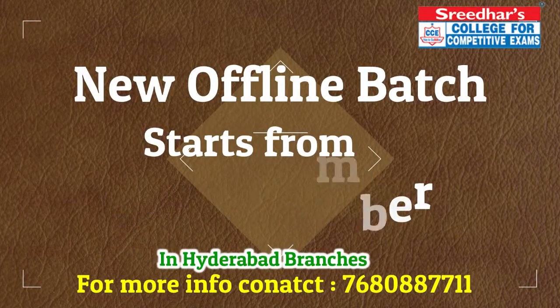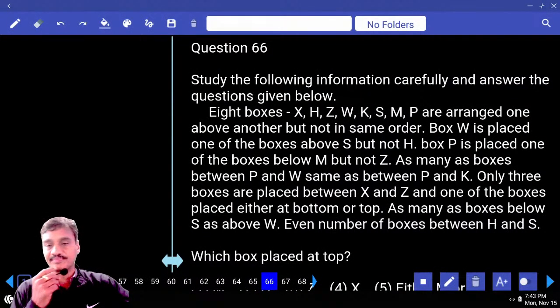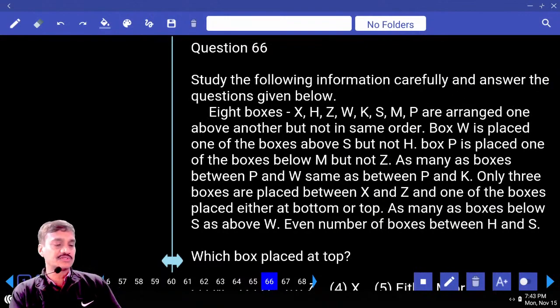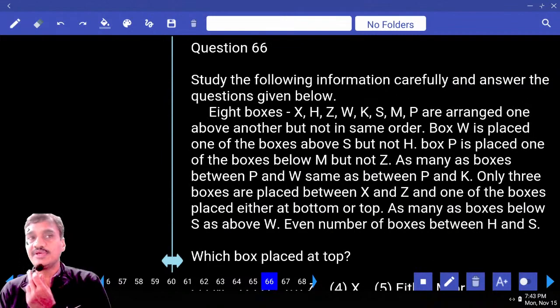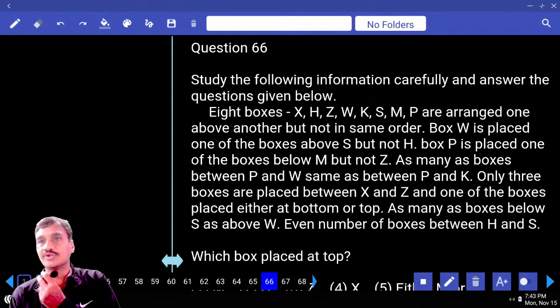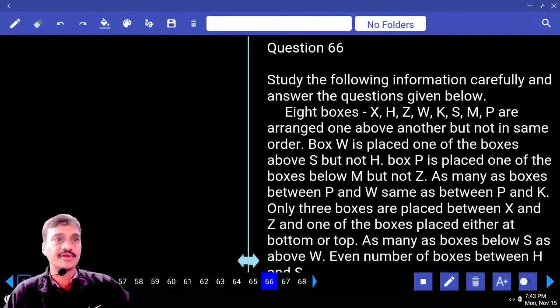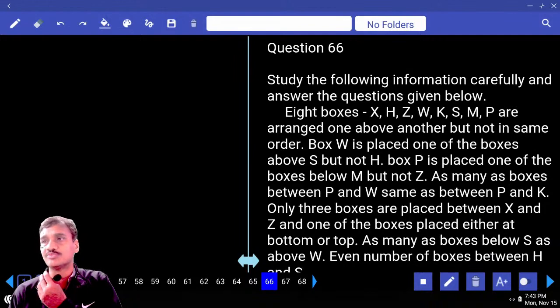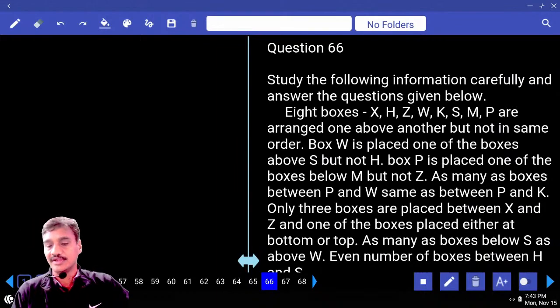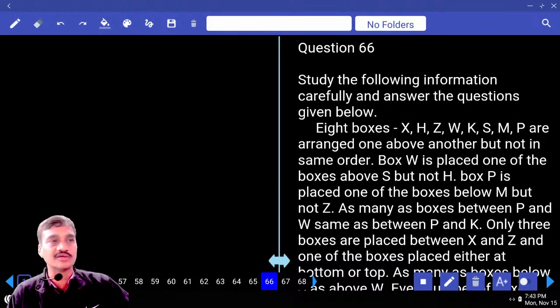Now paper number 123, Clerk Prelim. Question number 66 onwards, they come under this reasoning section. Now in this 66 to 70, these 5 questions are based on boxes. Whenever these boxes are given, should they be first priority or second priority in your examination? It should be your second priority, isn't it? And in most of the cases, boxes will be a little bit difficult because more number of possibilities will be there. Hence, these boxes we are shifting to the second priority.